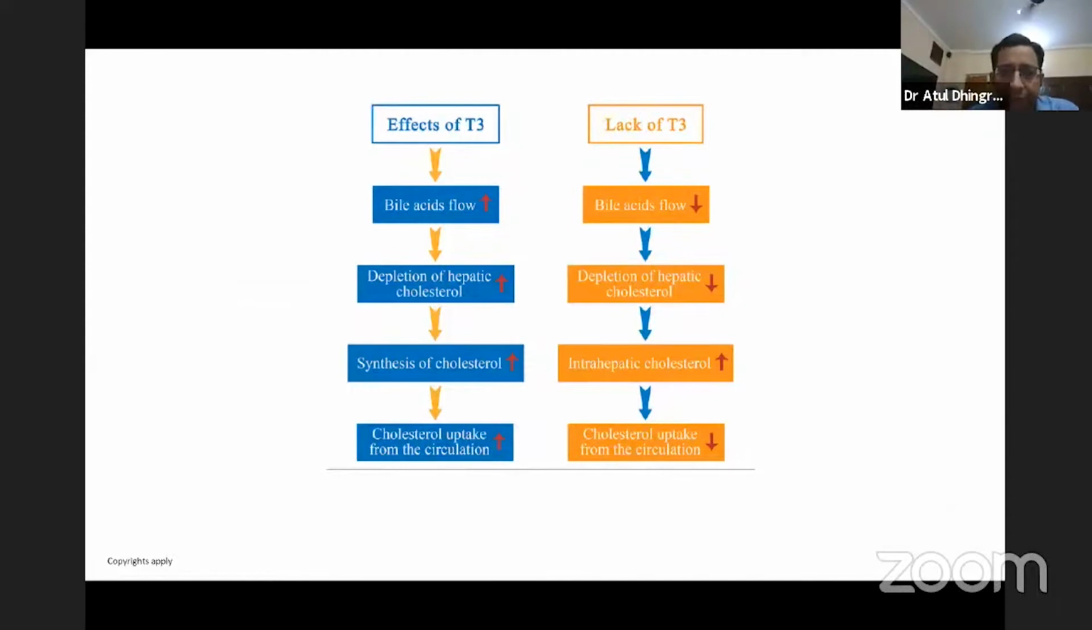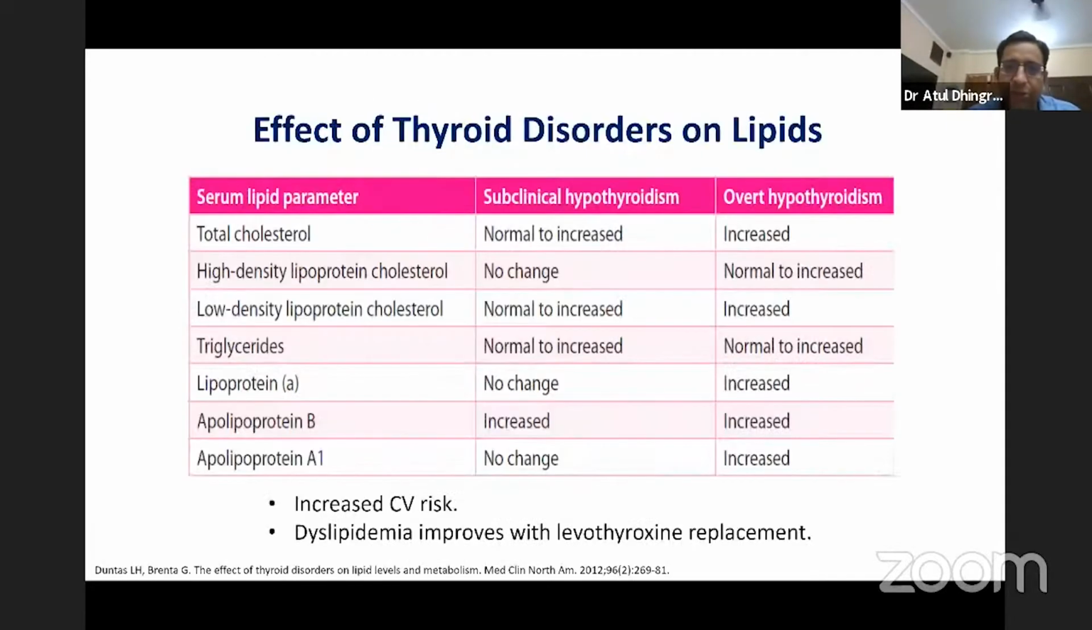If we look into the effects of T3, T3 increases the bile acid flow. It leads to depletion of hepatic cholesterol. It leads to an increase in synthesis of cholesterol, and there is increased cholesterol uptake from the circulation. And lack of T3, that is hypothyroidism, is associated with reduction of this bile acid flow, increased intrahepatic cholesterol, and reduced cholesterol uptake from the circulation.